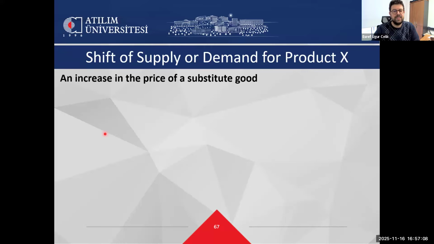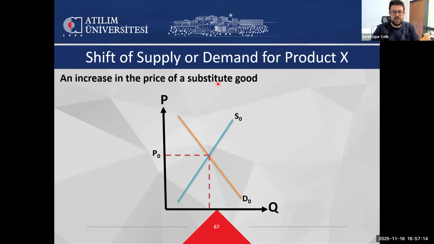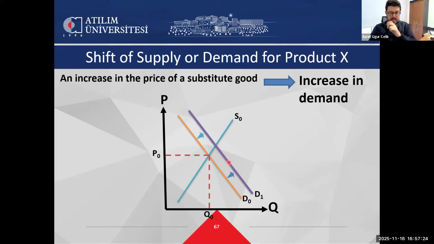Okay, new question. An increase in the price of substitute goods. What happens to the demand? The same direction. Increase in demand means that the demand curve is shifting to the right. That's why price increases, quantity increases.